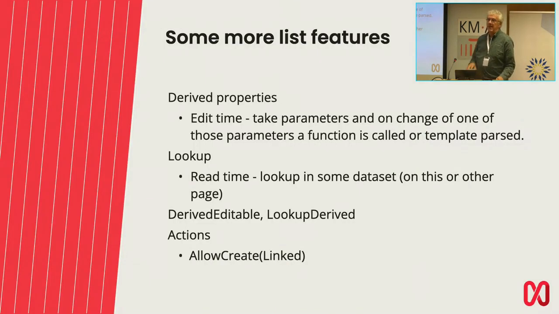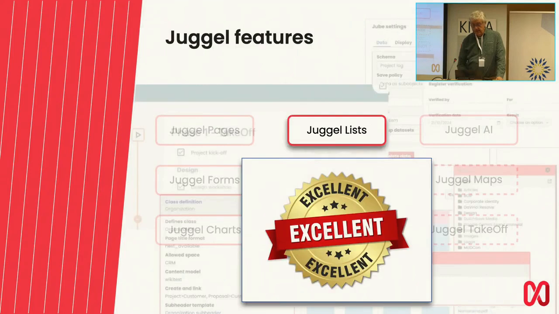The list features, there are many list features. Some of them are mentioned here. So you have derived properties, that's when you edit one field, then something magical happens somewhere else. Lookup is that you can look up in other data sets. And then you have derived editable and lookup derived. And you can add all kinds of actions, like create pages. So I would say Ike would give the list feature an excellent badge.